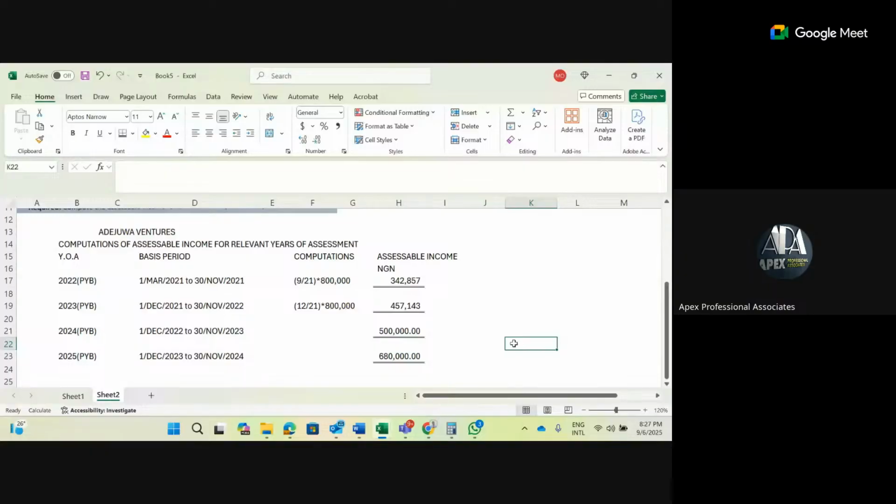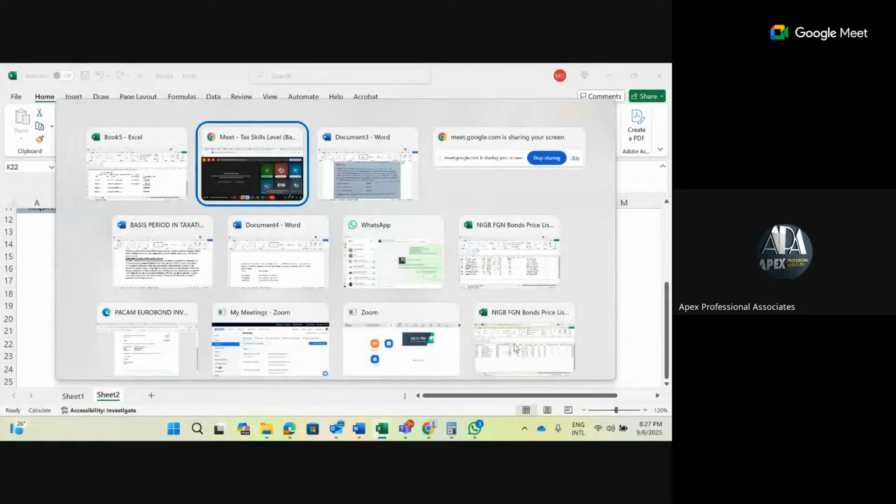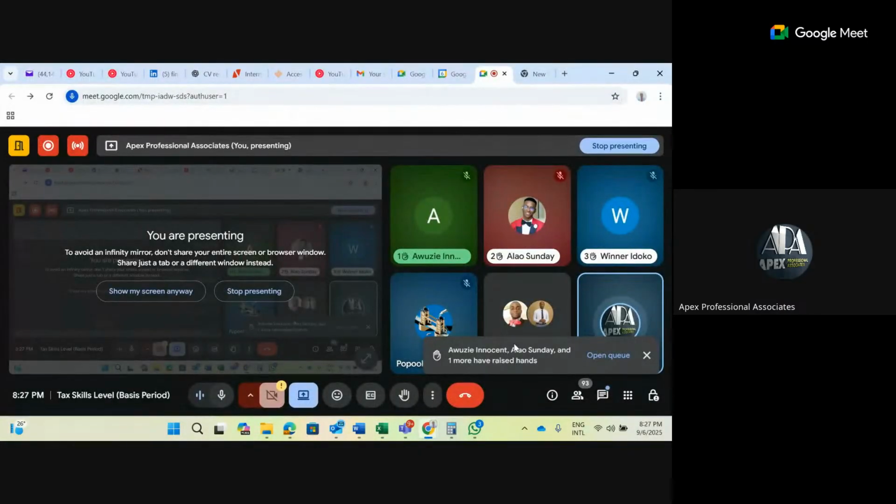This one is straightforward for you. Just do it this way, please. No problem. Anybody can make a mistake. Please just make use of this simple one. Mr. Alao Sunday.